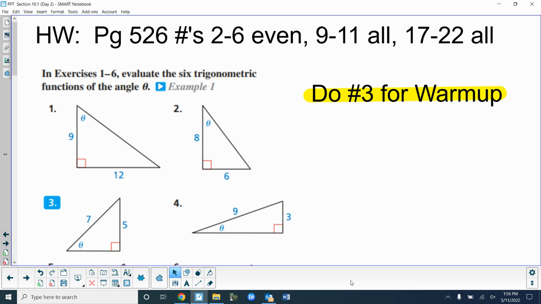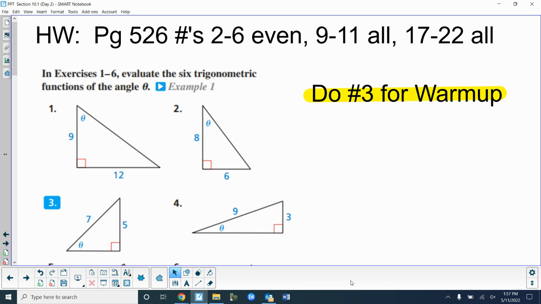Number 4, sine is 1/3, cosine is 2 over 3, tangent is 2 over 4. Cosecant is 3, secant is 3 over 2 over 4, cotangent is 2. Number 6, sine is 2 times the square root of 30 over 13, cosine is 7 over 13, tangent is 2 times the square root of 30 over 7. Cosecant is 13 times the square root of 30 over 60. Secant is 13 over 7. Cotangent is 7 square root of 30 over 60.